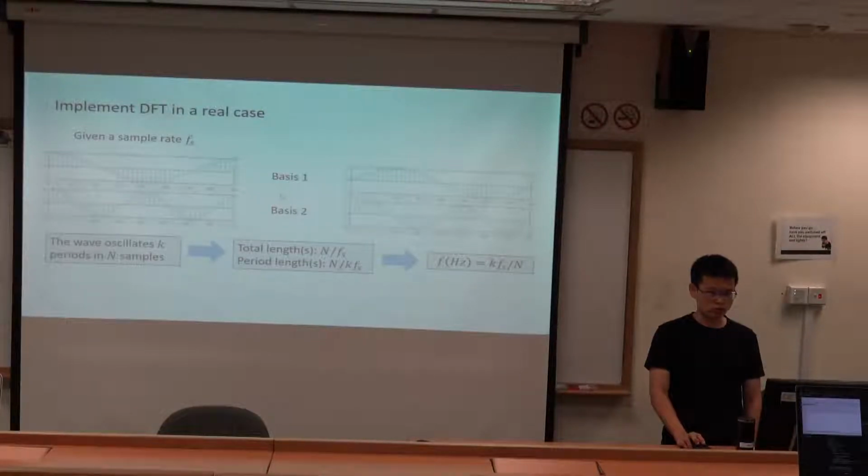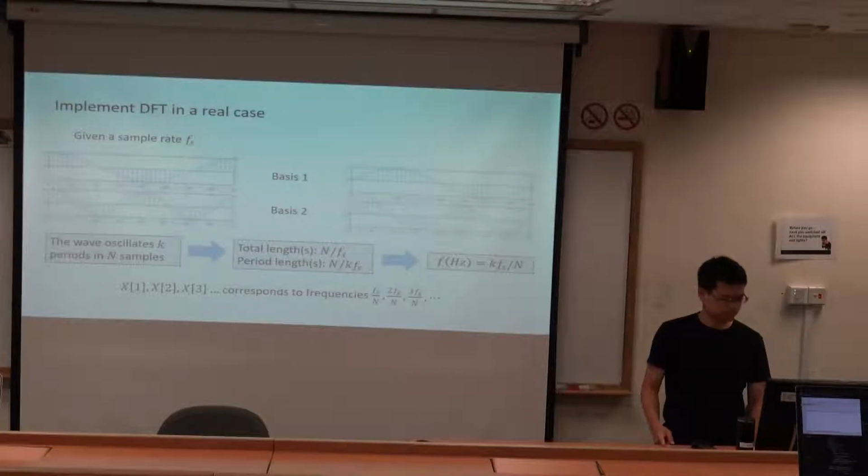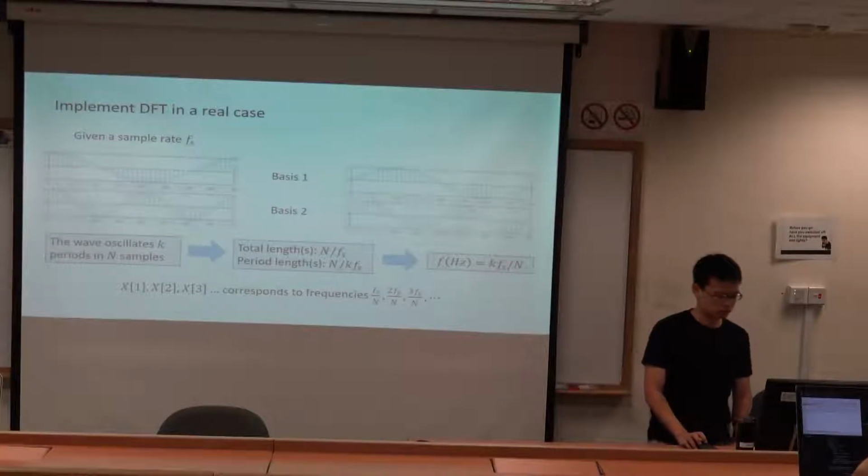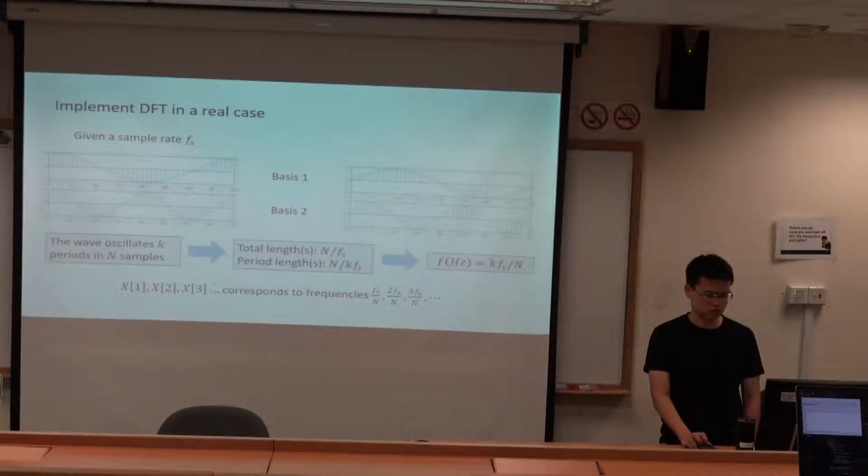And for the discrete signals, if I give you a sample rate, then the bins can be transformed into hertz, right? Each value of the capital X array corresponds to a frequency. So actually, the sample rate divided by capital N is the frequency resolution, right?